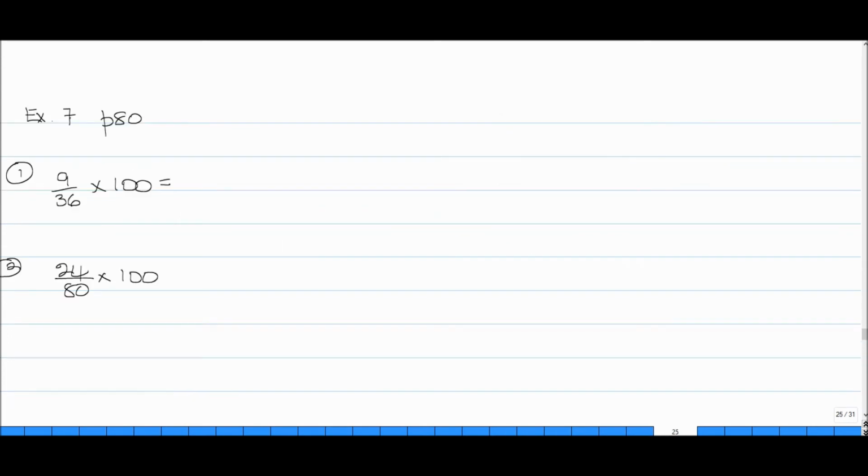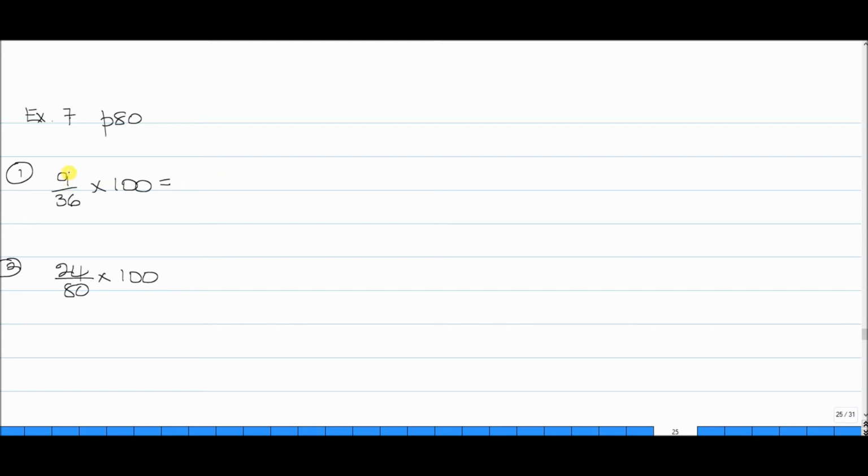So exercise 7, page 18, number 1. What percentage of 36 is 9? The thing that comes after "of", 36, has to be the denominator, and whatever comes after "is" is the numerator. So we have 9 over 36. Let's use the smallest numbers that we can.